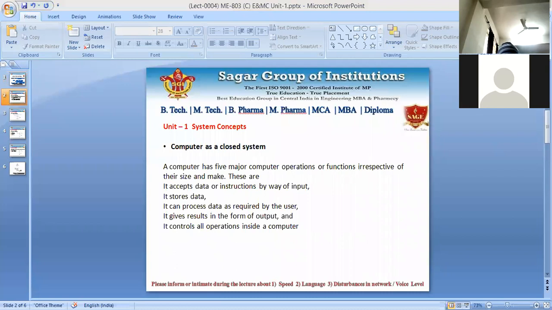Now we'll start with computer as a closed system. We know what a closed system and an open system are from the thermodynamic point of view, and we have seen what they are as a business model, as a business system. Today we are going to take up one example. This topic directly hits your syllabus: computer as a closed system. We know what a computer is, and that a computer itself is a closed system.